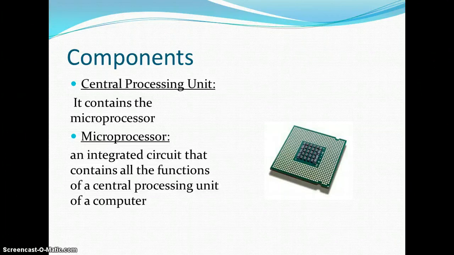Another important component of the computer is called the central processing unit. It's important because it contains a microprocessor. The microprocessor is an integrated circuit that contains all the functions of the central processing unit of the computer. The hardware and software of the computer strongly rely on the microprocessor, which is why it is a very important component.